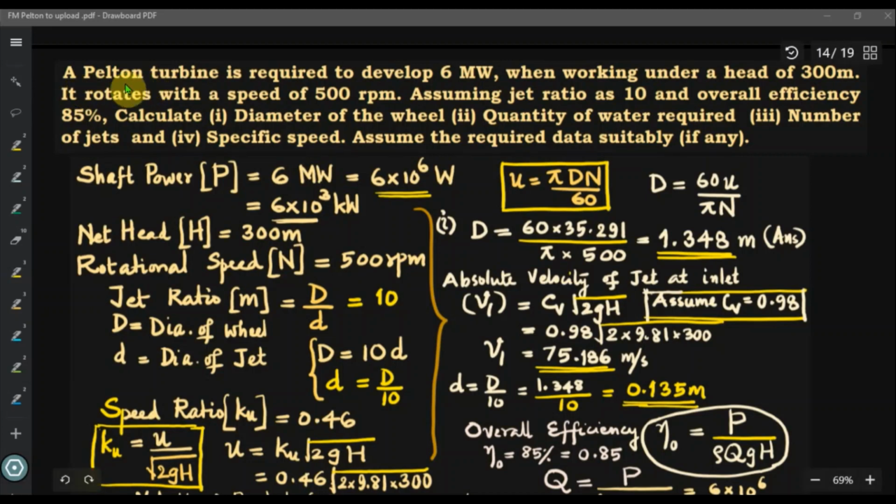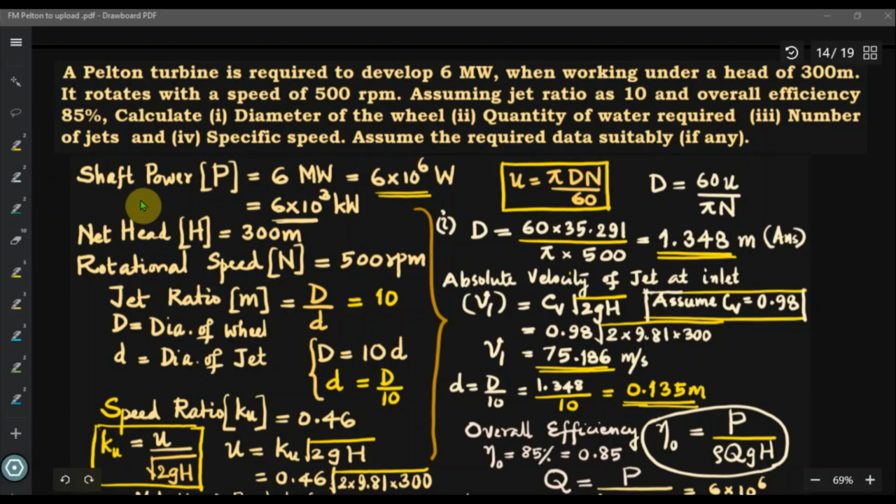The question is this: a Pelton turbine is required to develop 6 megawatt when working under a head of 300 meters. It rotates with a speed of 500 rpm. Assuming a jet ratio of 10 and overall efficiency of 85%, calculate the diameter of the wheel, the quantity of water required, the number of jets and the specific speed of the turbine. Assume the required missing data suitably.